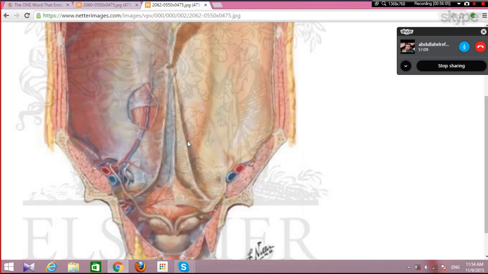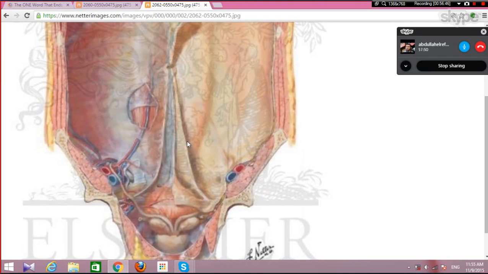Then on the sides we have the medial umbilical fold. This covers the medial umbilical ligament. This ligament is an embryologic remnant of the umbilical artery. So the two umbilical arteries are now obliterated, they go away, they're not functional. Clear?